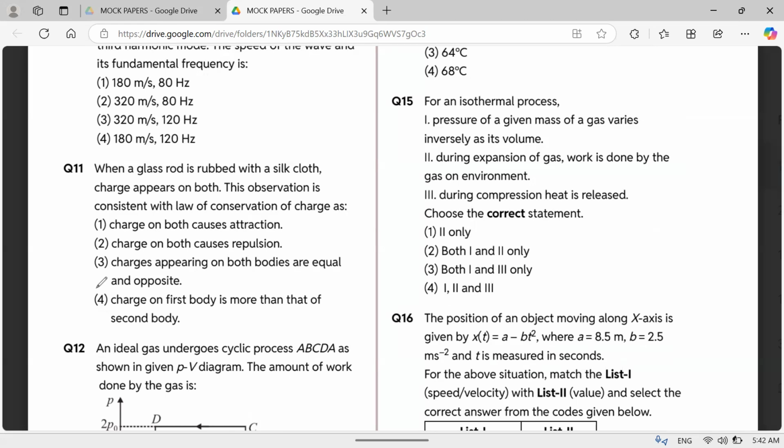Anyone? For isothermal, what is remaining constant, beta? Temperature. That means PV will be equal to constant, isn't it? If PV is equal to constant, it means P is inversely proportional to volume. During expansion of gas, work is done by the gas on the environment, which is positive work done. During compression, heat is released. That is also true. What is the best option I can write? All. Fourth option. All the options are correct. Very good.